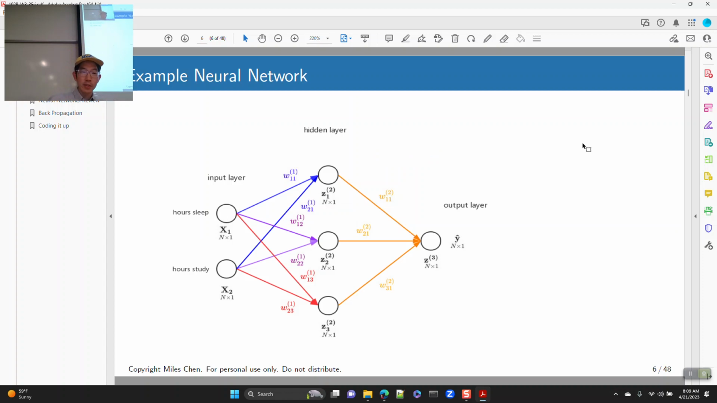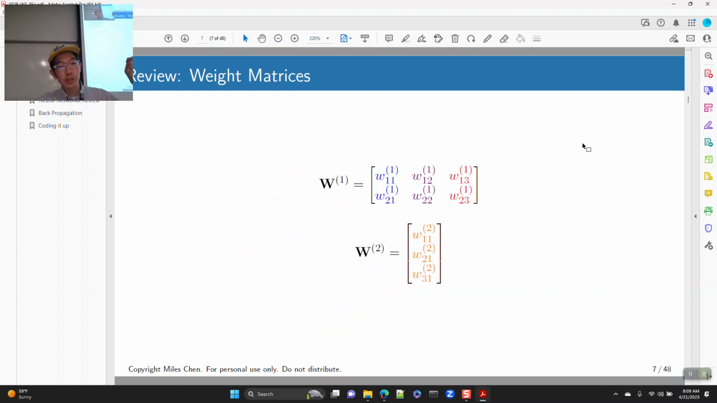Okay, so this is where we left off on Wednesday, and we said we're going to do this forward propagation business. We take our input matrix X, multiply it by W1, and that gives us our Z values. We apply an activation function to our Z values, and that gives us our activated values. Then we multiply that by W2, and that gives us our Z2 values, and then we apply an activation function there.